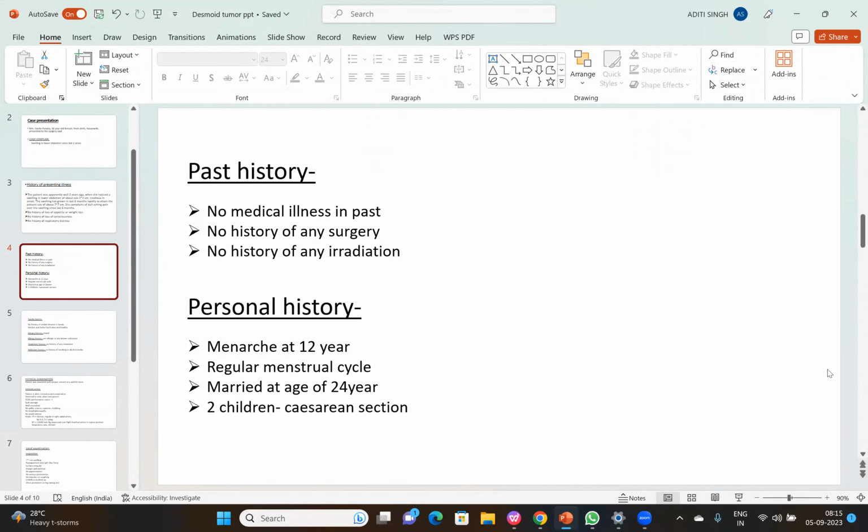Okay. She underwent 2 cesarean sections. The first one this year back, second one this year back. And if you find the onset of this tumor is very close to the second cesarean section, you can say that following cesarean section, within 6 months, she noticed the swelling in the lower abdomen. And then mention here about the comorbidities, whether she is a known hypertensive or diabetic or any other comorbidities.